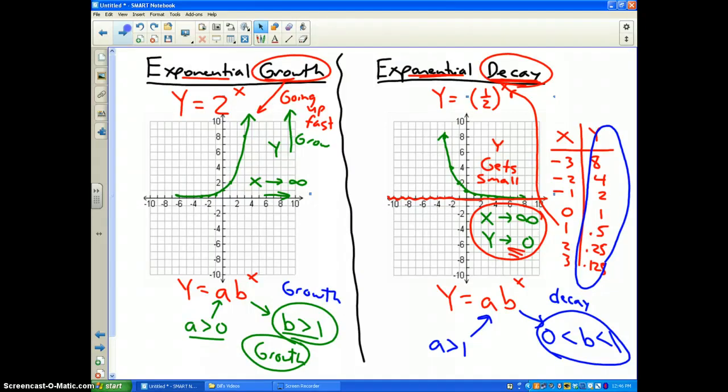That is your exponential basics. And those are the ideas we are going to use this entire unit as we study different problems. If you have further questions, please make sure you ask.